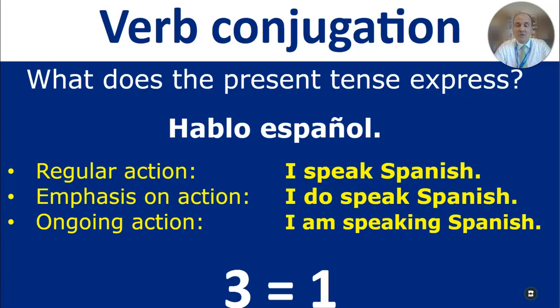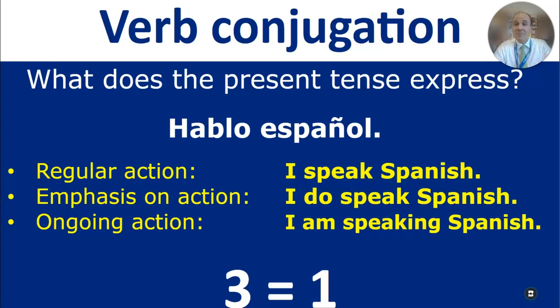And that's why I've got this 3 equals 1 on the screen, because when you conjugate a verb in the present tense, it'll always mean something like I speak, I do speak, I am speaking, because it conveys regular action, such as I speak. The emphasis on the action is I do speak, and the ongoing action is I am speaking. And any verb in Spanish will always be this way. So, for example, bailo: bailar means to dance. Bailo is I dance, I do dance, or I am dancing. All right. And we'll come back to this 3 equals 1 at the very end of the video today.